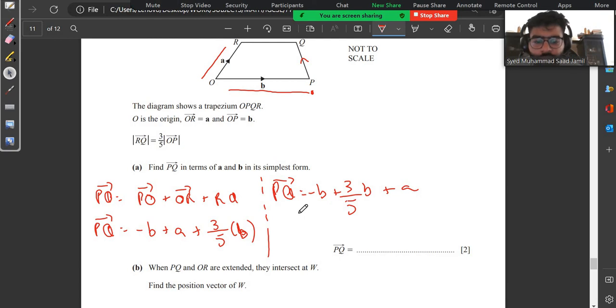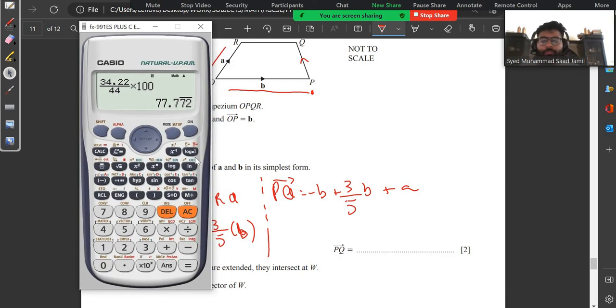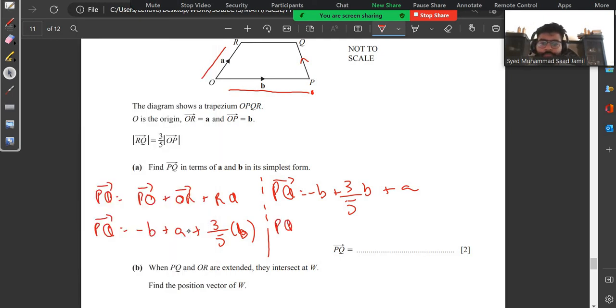Some students get confused, how do we solve this question? In place of minus B you just write minus 1, because minus B is basically minus 1B. So you will write minus 1 plus 3 upon 5. So you get minus 2 upon 5. So PQ is equal to minus 2 upon 5 B plus A. That's your answer. Or you can write it like this: A minus 2 upon 5 B.